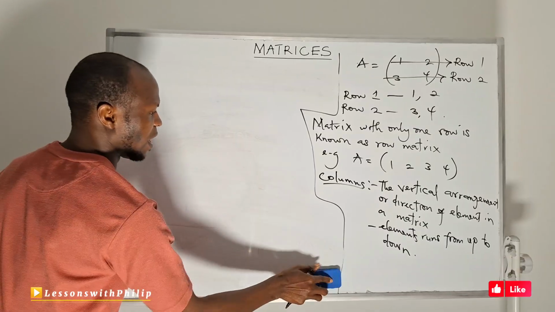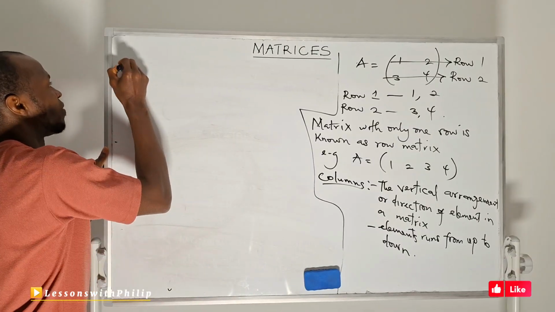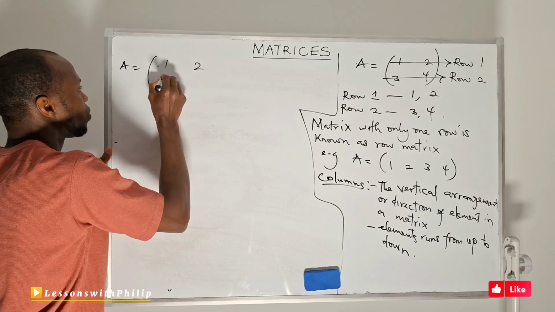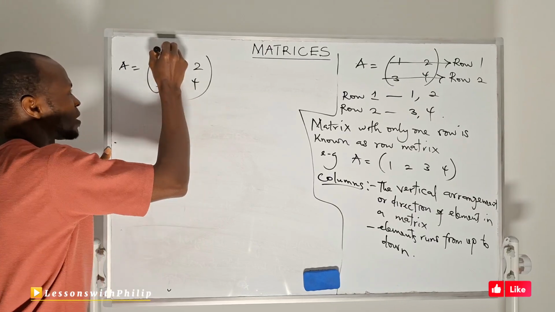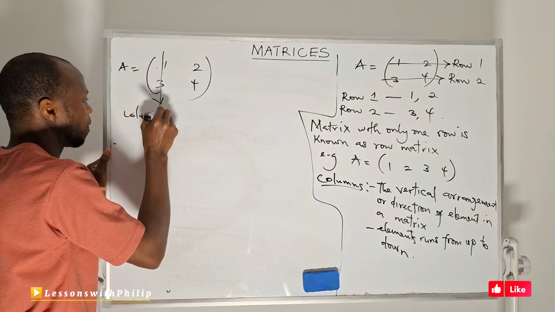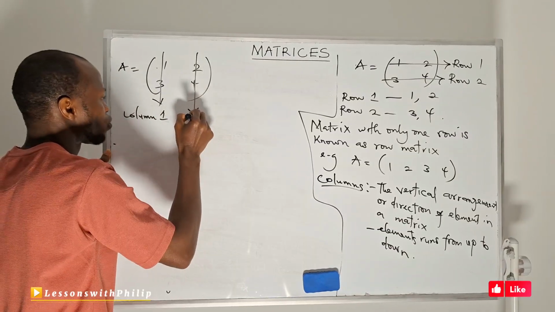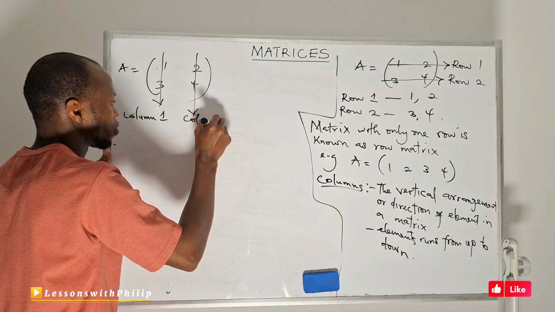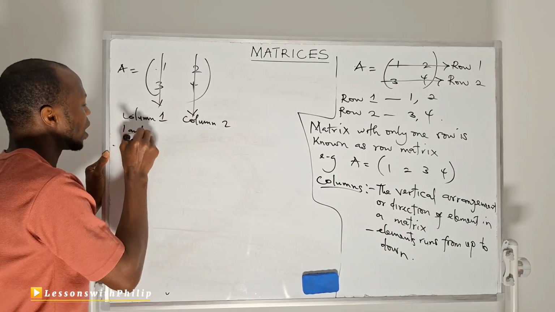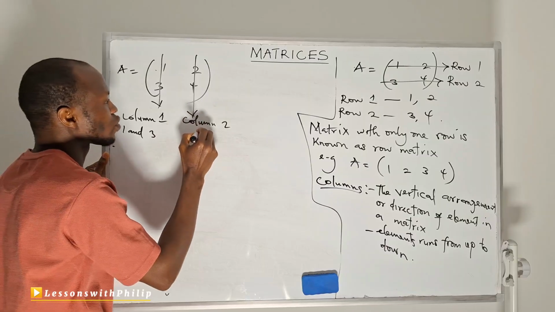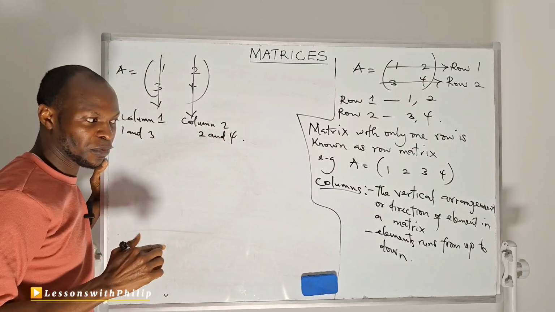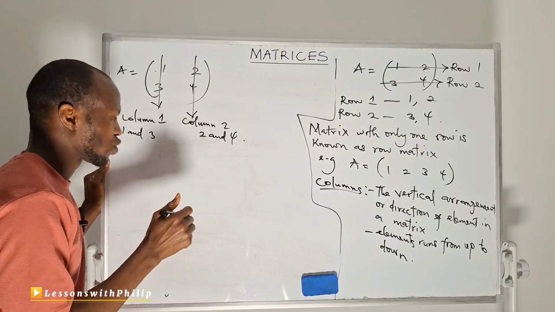Take for instance, if you have matrix A equals to 1, 2, 3, 4. Now this is column 1, and this is column 2. Column 1 has 2 elements, which is 1 and 3, and column 2 has 2 elements, which is 2 and 4. Okay? Same as rows.